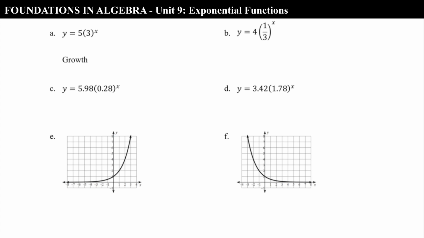For b, our b value is 1/3. That is between 0 and 1, so we have decay. For c, our b value is 0.28. That is less than 1, greater than 0, so we have decay. For d, our b value is 1.78. That's greater than 1, so you have growth. For e, well, from left to right, that graph is increasing the entire time, so we have growth. And in f, from left to right, that graph is decreasing the entire time, so we have decay.